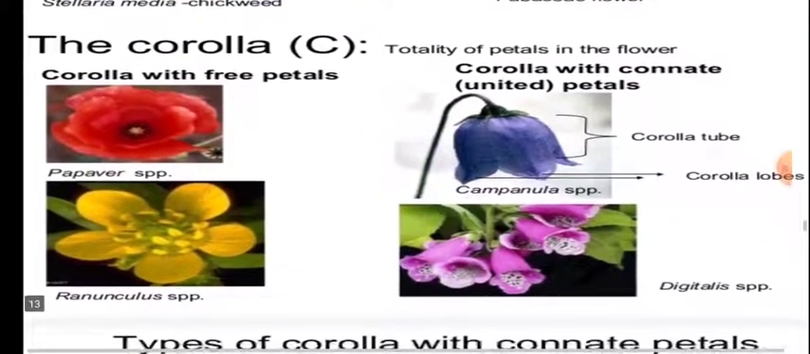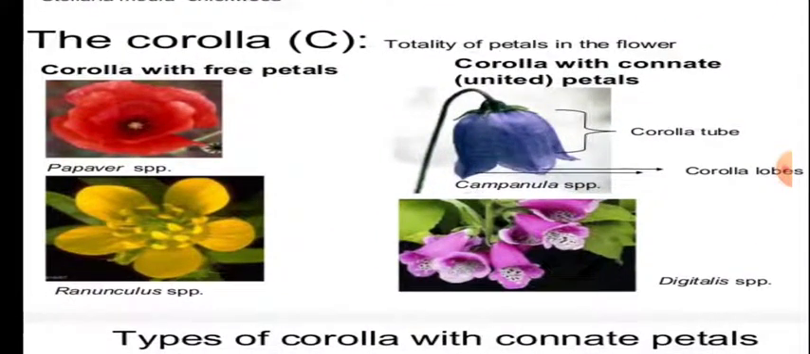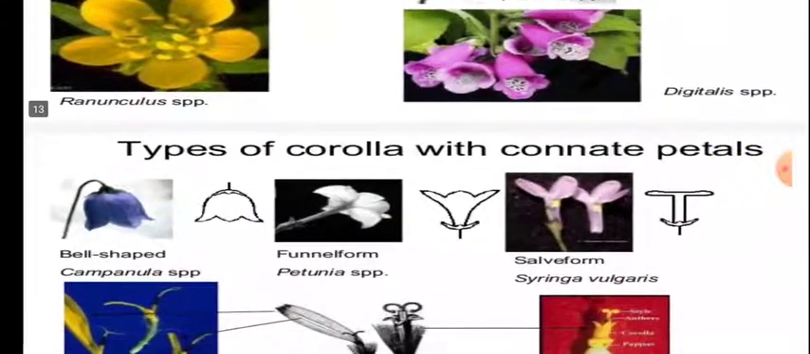Then the corolla shows connate structure. Corolla tube is there. Campanula is a good example. Ranunculus is there. Papaver is there, the poppy plant. So all these show the specific type of character.